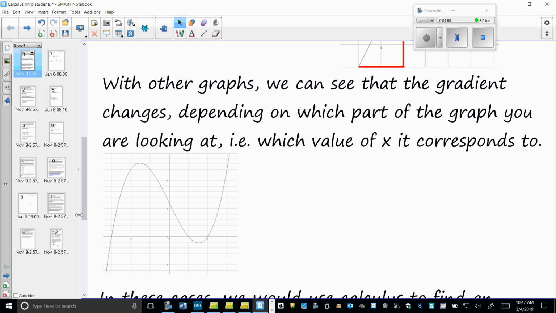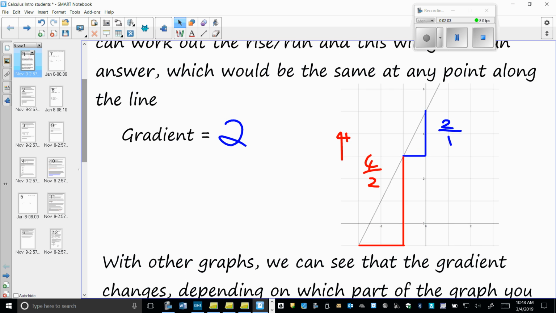With other graphs, hopefully, we can see that the gradient changes depending on which part of the graph we're looking at. So, as I say, back up to here, if I wanted to know the gradient of this line at this point, it would be exactly the same at any of the points. When I say at the point, I'm talking about a specific value of x.